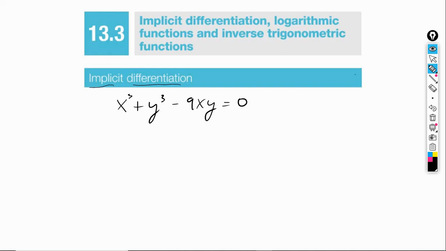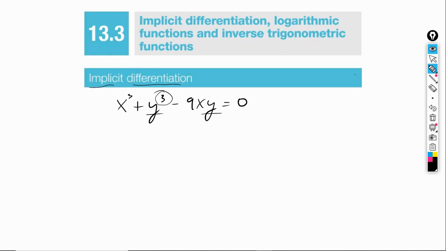Now notice that you have two y's in this expression. This one is cubed, and this one is to the power of 1, but it's also multiplying 9x. So implicit differentiation is basically the same thing as doing normal derivatives for expressions that are all in terms of x. We will do the same with y, but we will include as well a chain rule with y. So let's take a look at what I'm talking about.